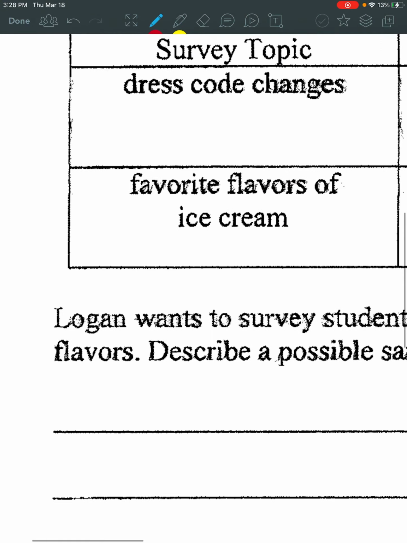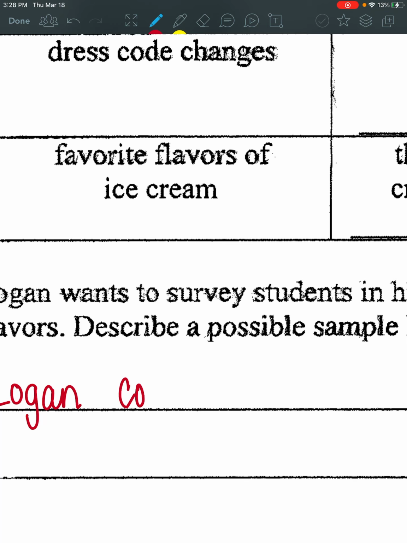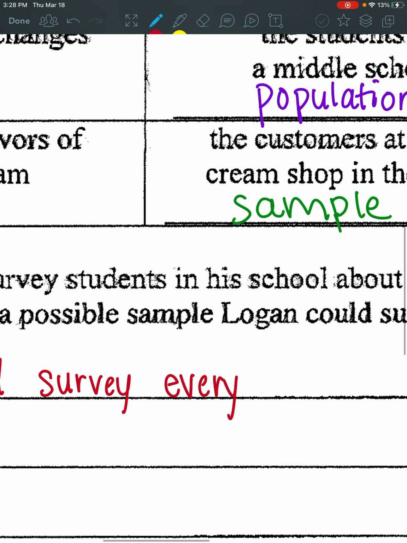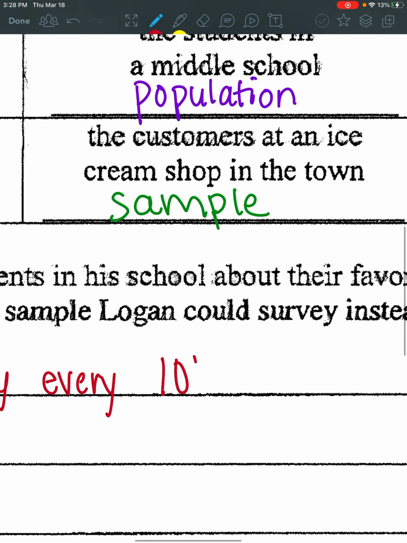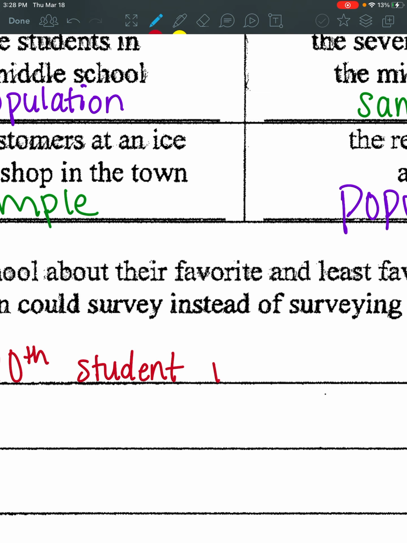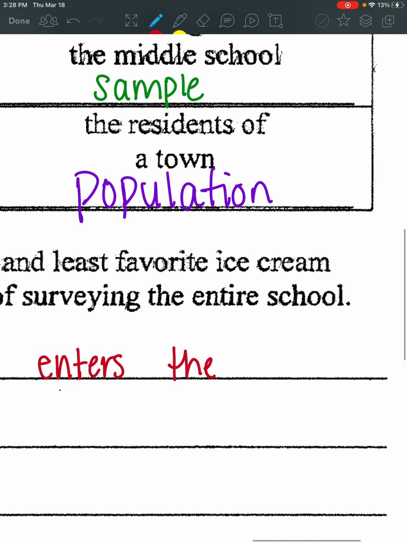I was also thinking maybe Logan could stand at the door, and as students walk into the building, he could survey maybe every 10th person that walks in the door. So Logan could survey every 10th student who walks in the door. And that way you're not surveying the entire school, but you still have a group that would then represent the entire school. Every student who enters the school.